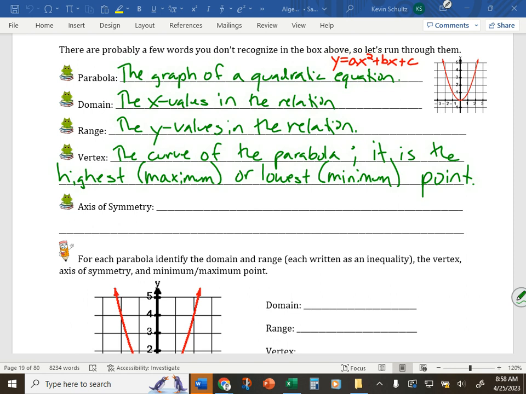And the axis of symmetry is essentially the x value of the vertex, and it divides the parabola in half.